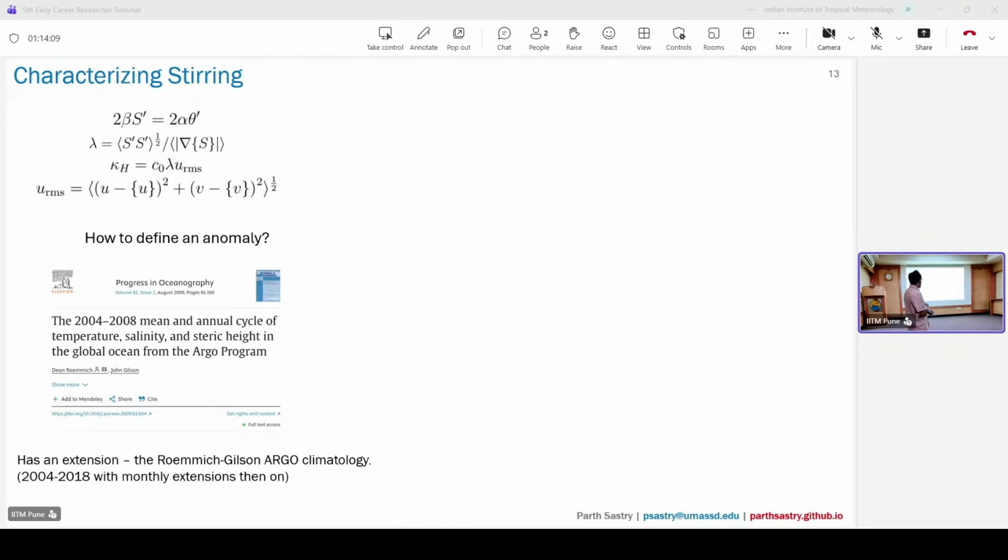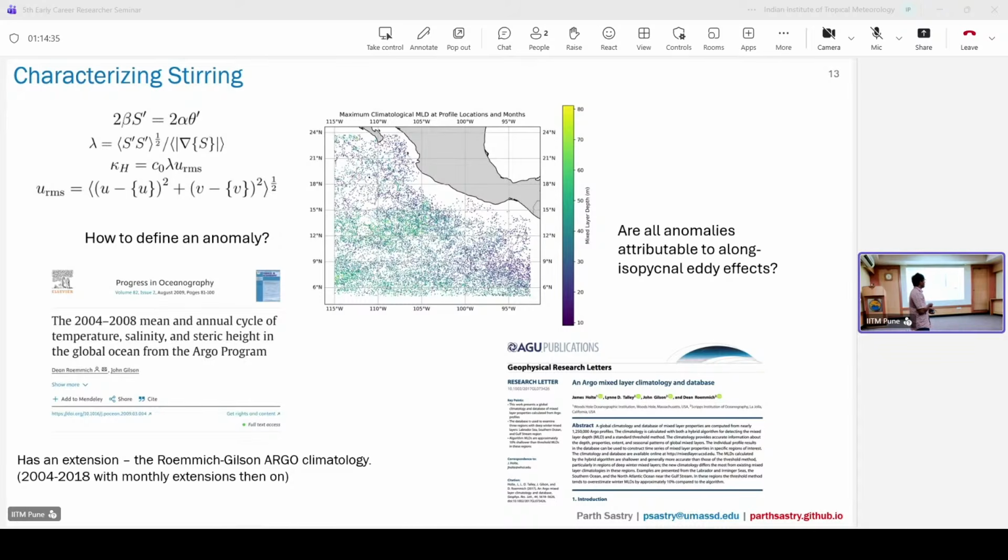This is the Roemmich-Gilson Argo climatology, where you're averaging across multiple Argo profiles in a region to see what the mean state of the water column in that region should be. So essentially what you're doing is subtracting the measured profile of S from the mean profile to get the anomaly. One of the questions you can ask with this method is, are all anomalies attributable to stirring effects? Well, the answer is clearly no, because near the surface, profiles are going to be affected by surface effects more likely than not. And so in our analysis, we remove the mixed layer entirely. This is a variation of the mixed layer in the Eastern Pacific.